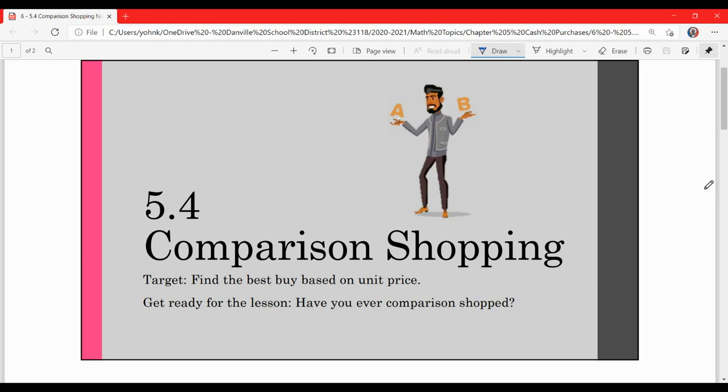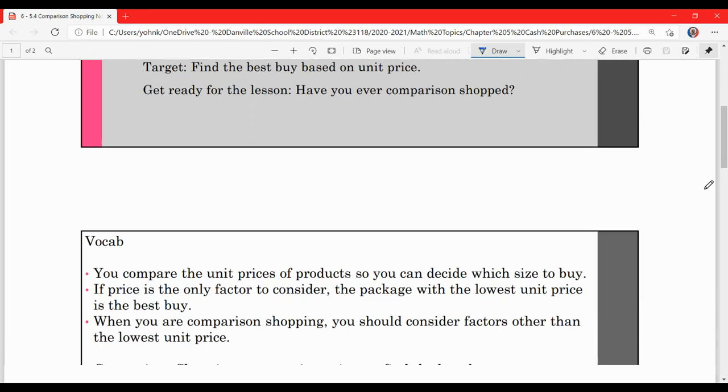Today we're going to find the best buy based on unit price. Unit price is something that we talked about in section 5.3. To get ready for today's lesson, ask yourself if you've ever comparison shopped. I do this all the time. I did this weekend when I went to the grocery store and I was trying to decide if I should buy the little packets of Kool-Aid or the big container of Kool-Aid. So something to think about.